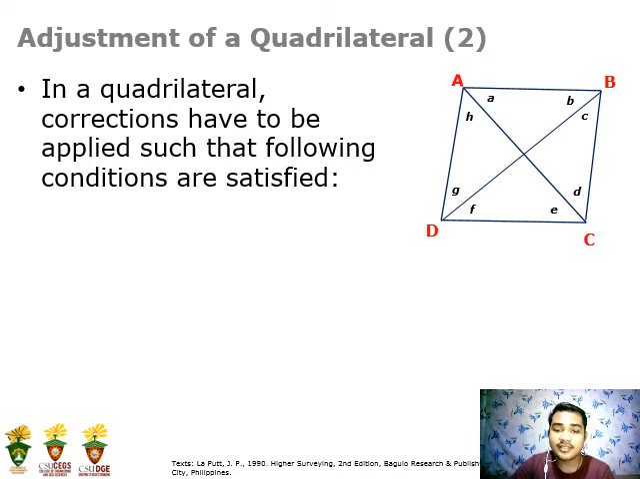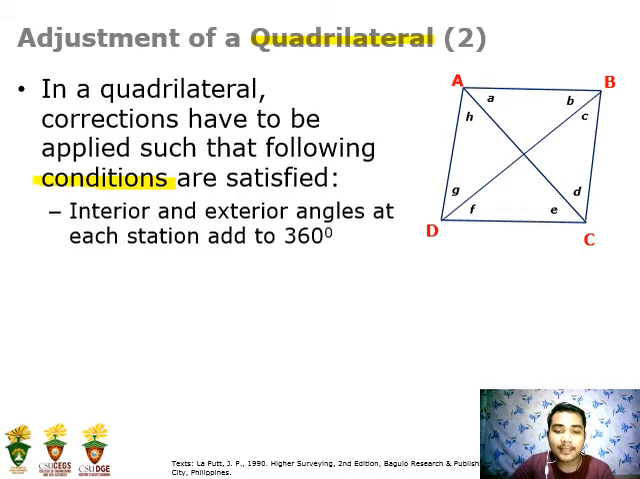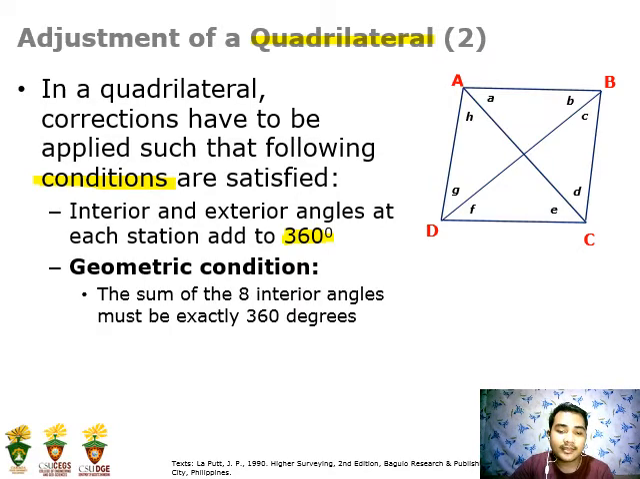So, in adjusting a quadrilateral, there are conditions that must be satisfied during the method of adjustment. First, the interior and exterior angles at each station must be 360 degrees. That is the station adjustment. Next is the geometric condition. When we say geometric condition, the sum of the 8 interior angles must be exactly 360 degrees, since we have a quadrilateral. The sum of all interior angles must be 360 degrees, so it must satisfy this geometric condition.